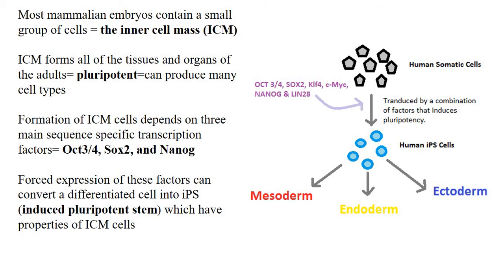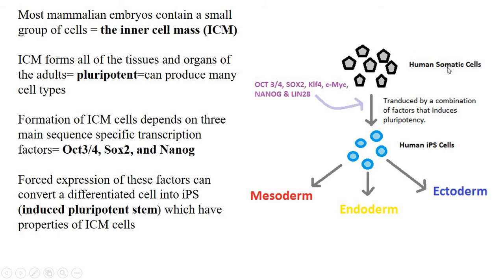The formation of ICM cells depends on three main sequence-specific transcription factors. This figure shows more than three, but OCT3/4, SOX2, and NANOG, these three we now know are the most important. These are required. The others are not obligatory. They're more facultative. If they're present, it's good. If they're not present, the presence of these three can lead to formation of pluripotent cells, or induced pluripotent cells.